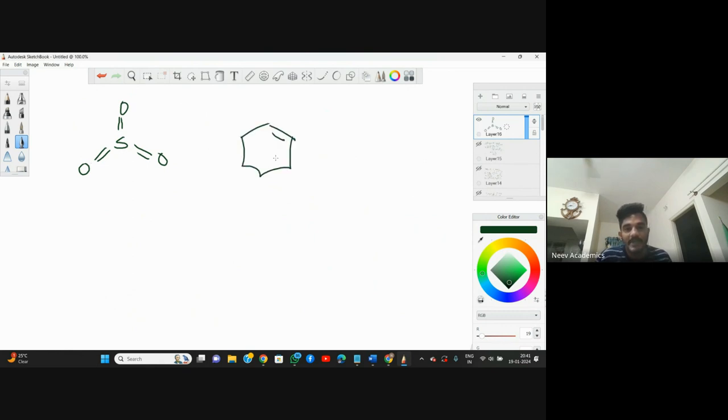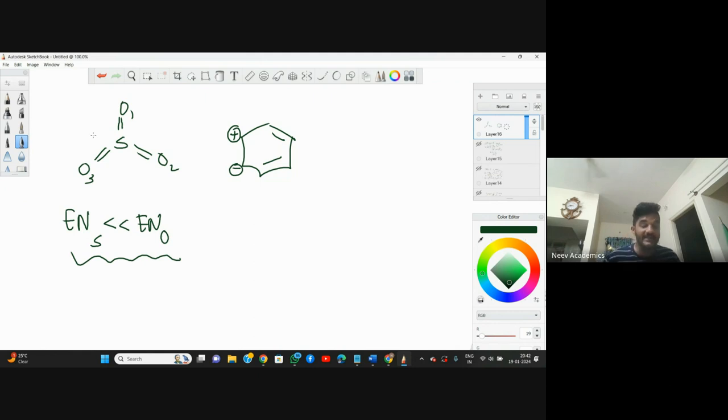As I told you, as in the mechanism, it will create a positive charge over here and a negative charge over here, and this one bond is broken over here. Sorry, that's not the position I have to draw. Here, positive charge; here, negative charge. Correct? Now, this negative charge: the electronegativity of sulfur is way less than the electronegativity of oxygen. Due to the presence of three oxygen atoms over here, sulfur will feel like its electrons are getting withdrawn and moving towards the oxygen atoms.